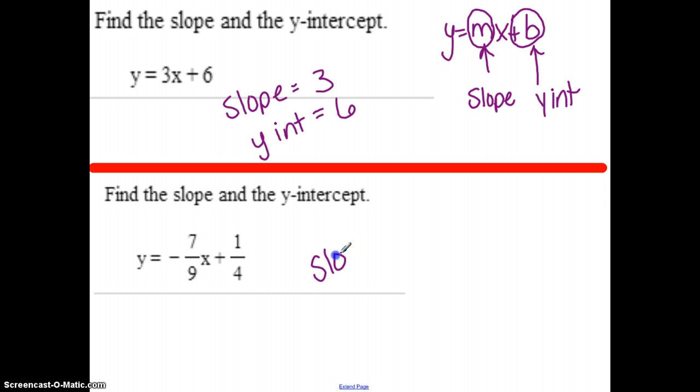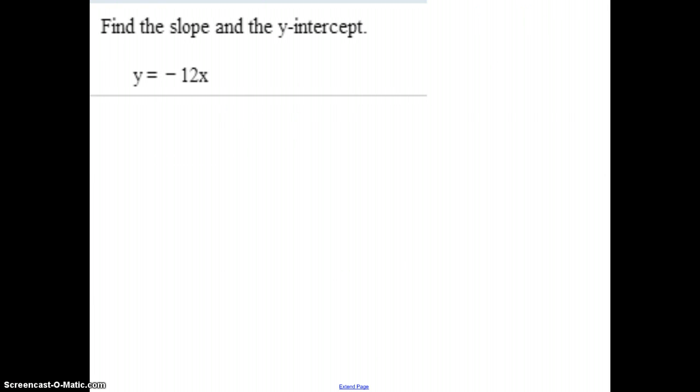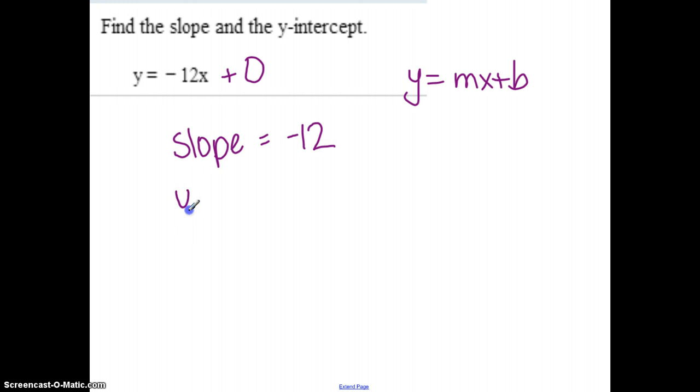In the next one, slope would be negative 7 over 9, and my y-intercept would be 1/4. Now in this one, I don't quite have this version of the equation. So I can pretend there's a 0 there, which means that my slope is negative 12. My y-intercept is 0.